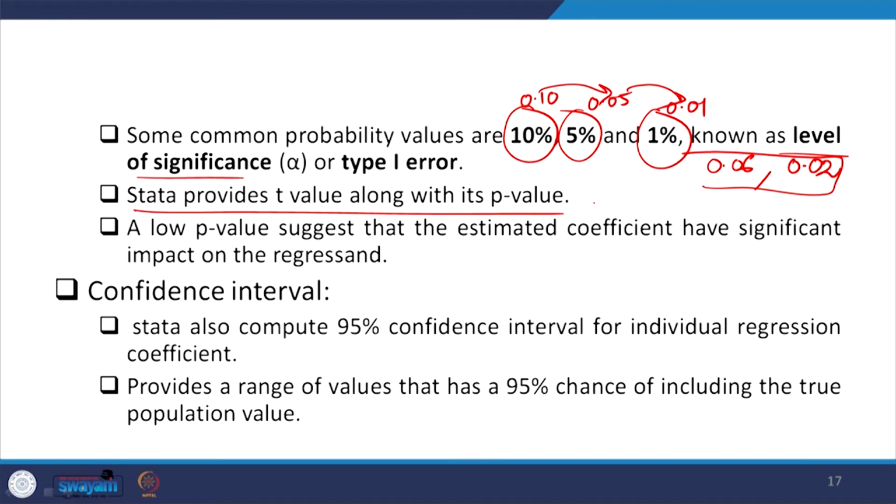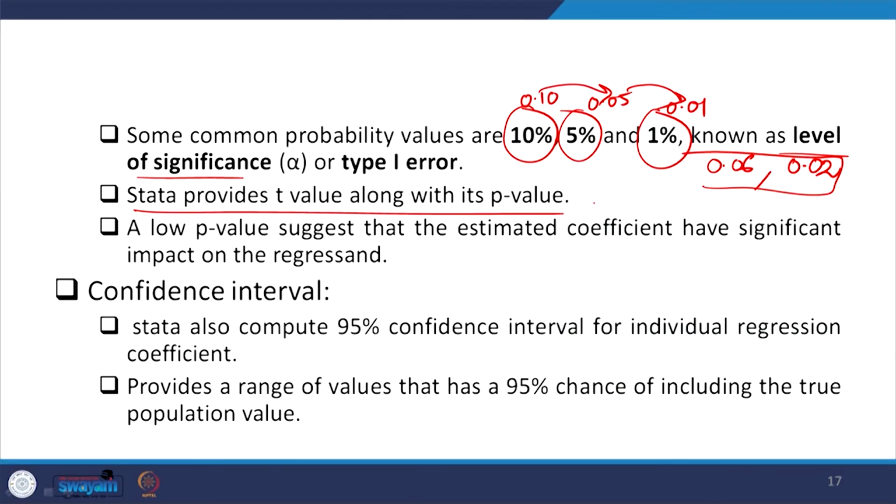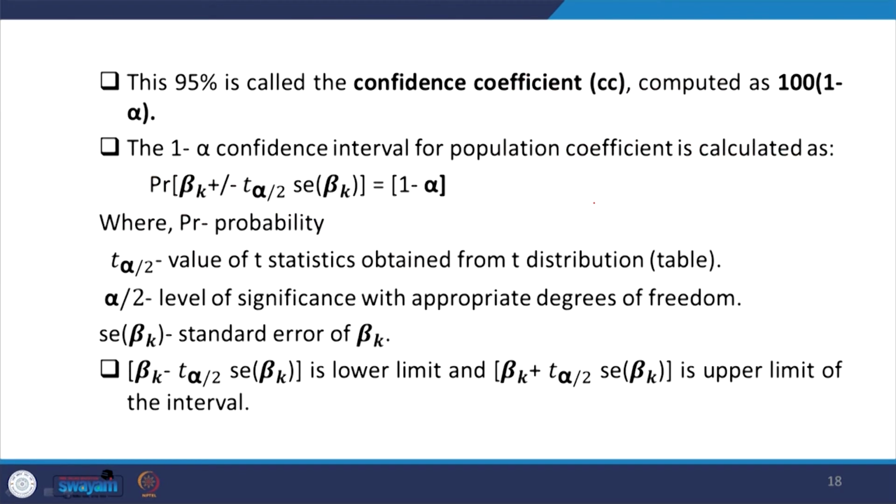Similarly, we are also supposed to compare with the confidence interval. The confidence interval actually defines the distribution of the data. Once the interval is defined, with its extreme limits, the alpha limits, we are able to take a decision in terms of the significance level. Stata also computes a 95% confidence interval for each individual regression coefficient. It provides a range of values that has a 95% chance of including the true population value. We will interpret those with the help of data.